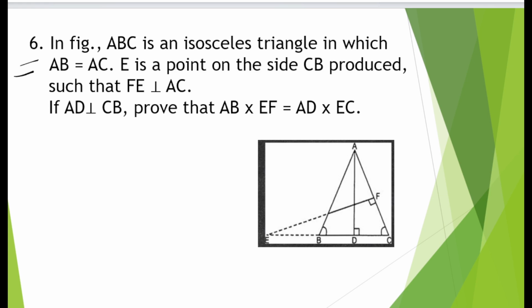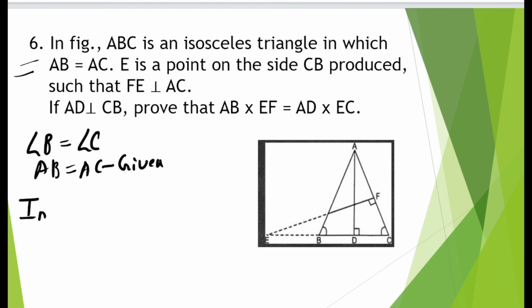I think all of you know very well what is similarity of two triangles. If you have any problem, you can tell me. I explain what is similarity. Let's start. If triangle ABC is an isosceles triangle, it means angle B equal to angle C, and AB equal to AC. This is given.